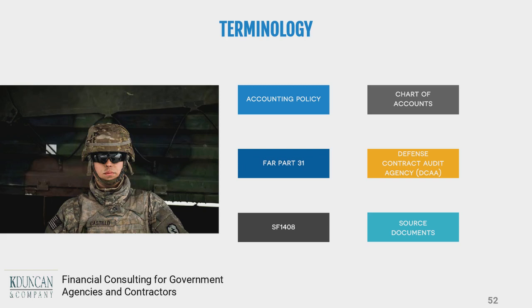Then the next term is source documents. A source document is a document that starts a transaction. For example, for labor costs, the source document would be a timesheet. And for ODC, or other direct cost, a vendor invoice would be the source document for the other direct cost. Next slide, please.